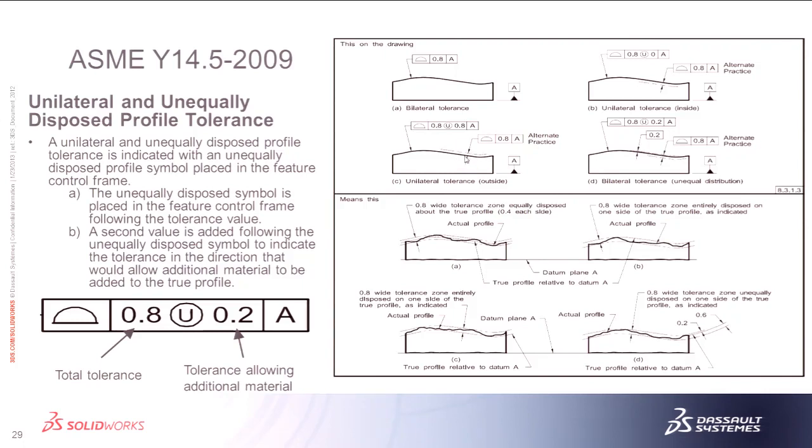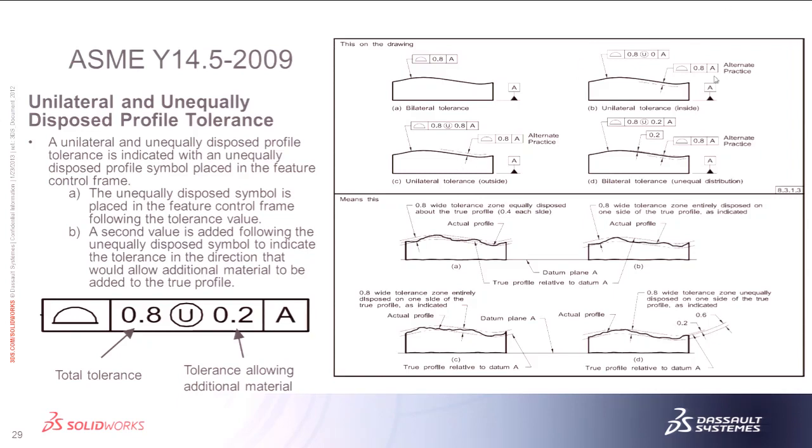So yeah, basically what it boils down to is you've always had the capability to do an unequally disposed profile tolerance. Under the 1994 standard, you had to put chain lines in there and dimension them using basic dimensions, showing how the profile tolerance is distributed around your theoretical surface. Now you can use the circle U symbol for unequally disposed, and then you put a number after it which tells you how much material can be added, so how much tolerance you get in that direction.